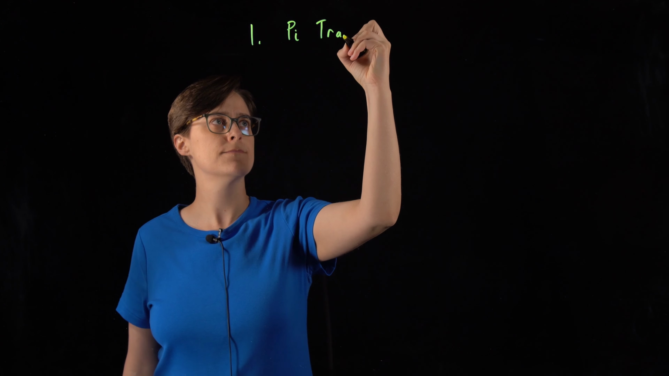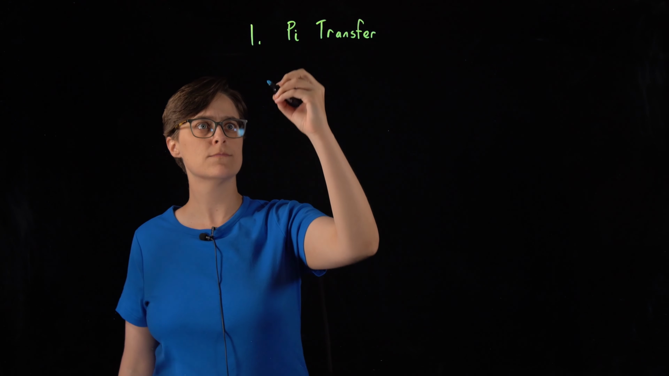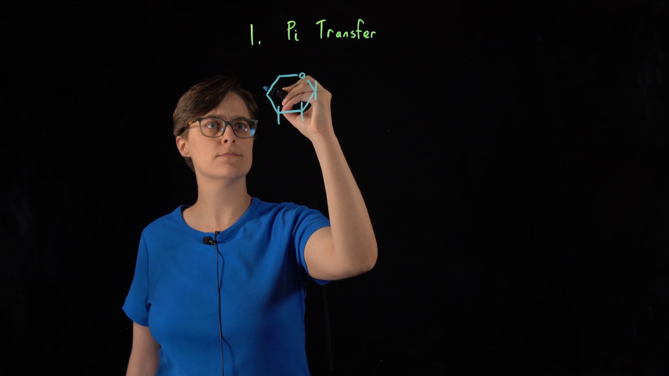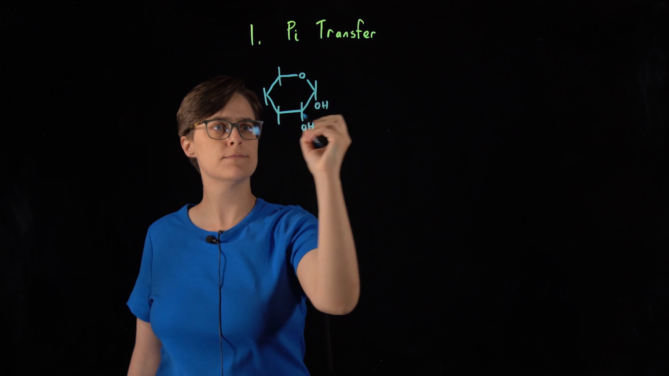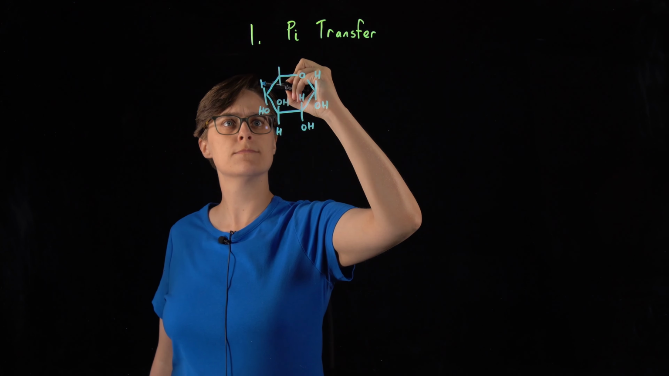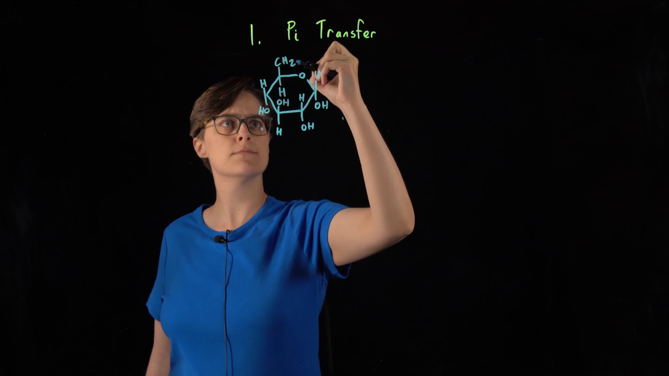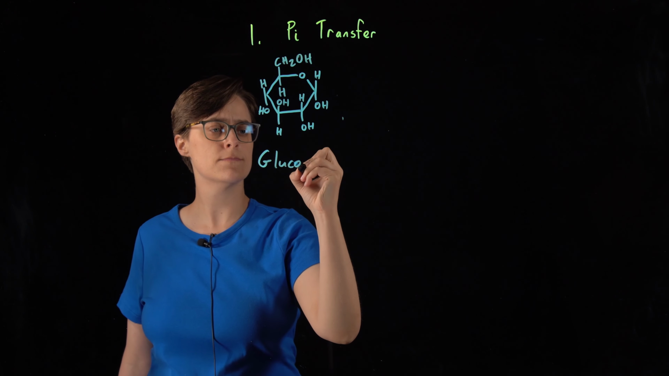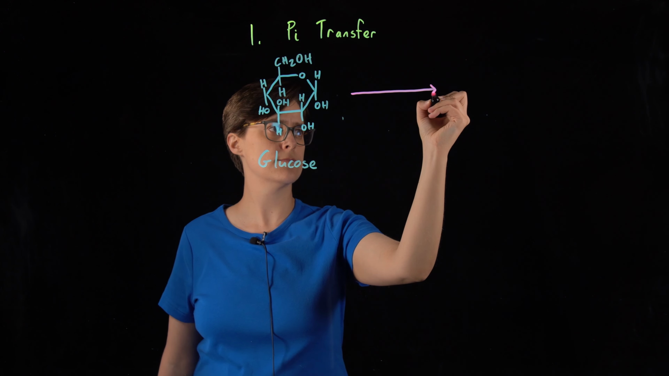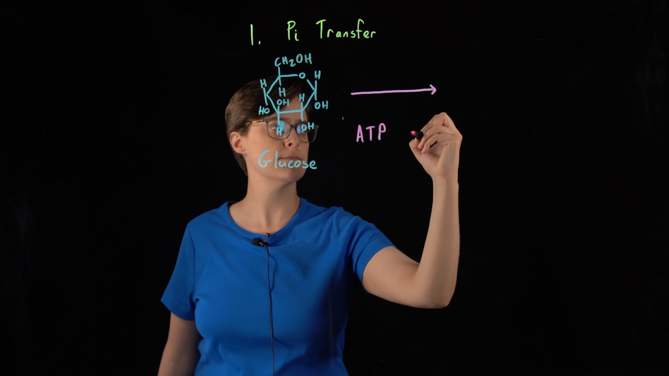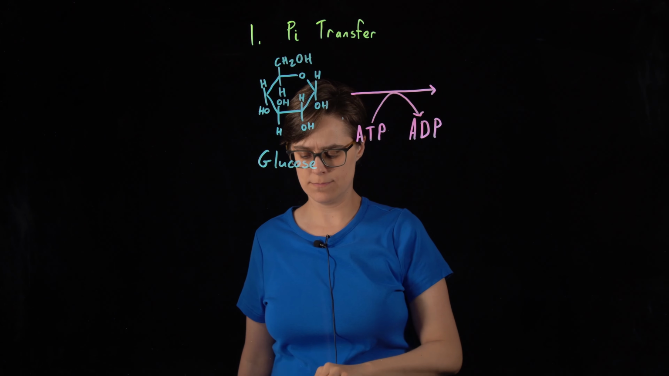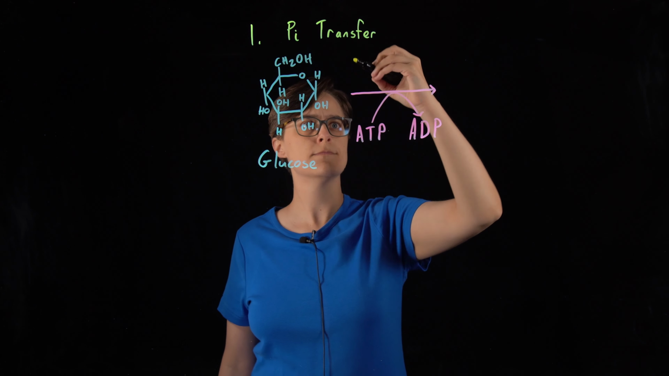Step 1 of glycolysis is an inorganic phosphate transfer. So we're starting with glucose, which is a 6-membered ring containing a total of 6 carbons. And we need some source of phosphorus. So we are also going to need to use ATP in step 1. ATP is adenosine triphosphate. One of those phosphate groups is going to be broken off, so it's going to become adenosine diphosphate, ADP. The enzyme that catalyzes this reaction is called hexokinase, and this is an irreversible reaction.